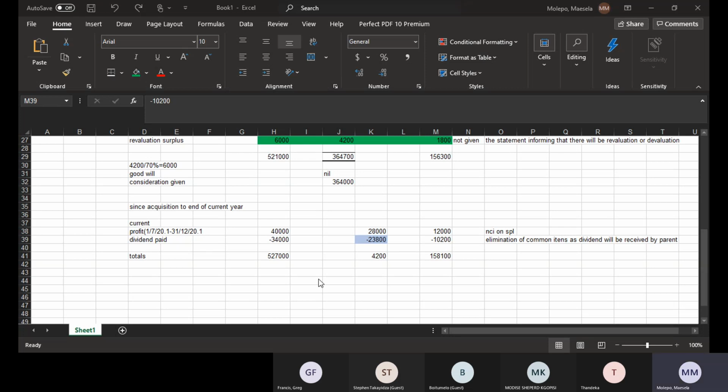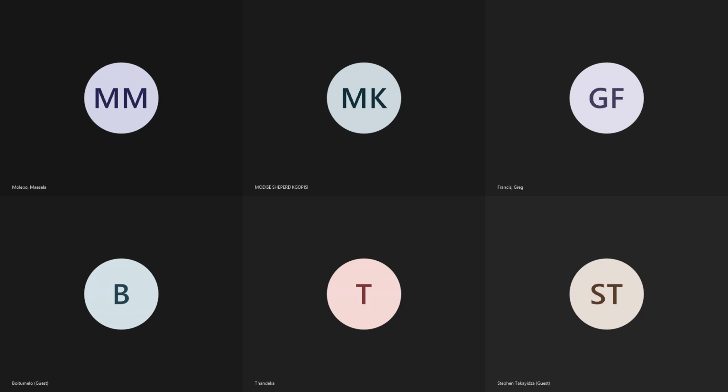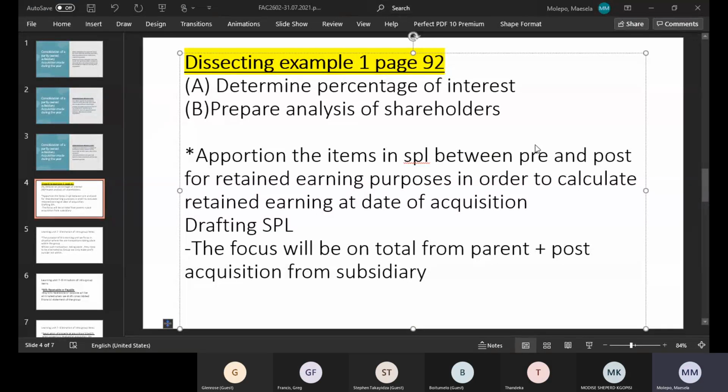Are we clear there? Yes, we are. Okay. And now let's focus on learning unit number 7, whereby we've now got the intragroup transaction. So we as the parent are selling things to the subsidiary, or the subsidiary is selling things to us. So how do we treat them within the group? Some will be taken over, some will be eliminated.